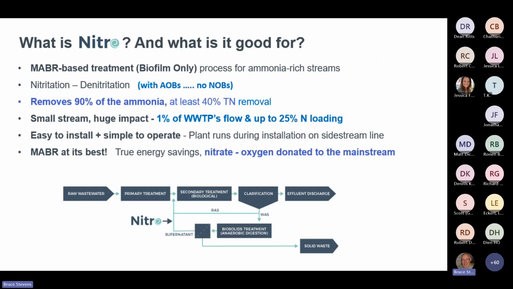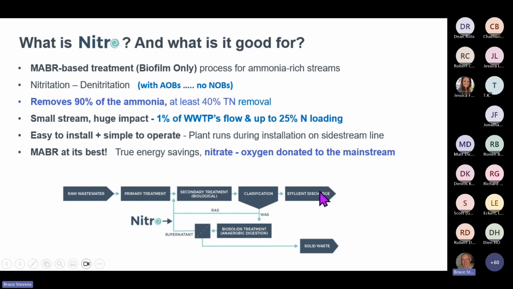So Nitro is a biofilm only process. It's a single step, single tank where it goes through nitritation and then denitritation. We're just using AOBs to create nitrite and convert that ammonia into the nitrite form, and then let it go to nitrogen gas as a quick shortcut path and reduce the energy impact. We're looking for small streams with only 1-2% of the plant's flow, but up to 25% of the loading. That's the place to do it.